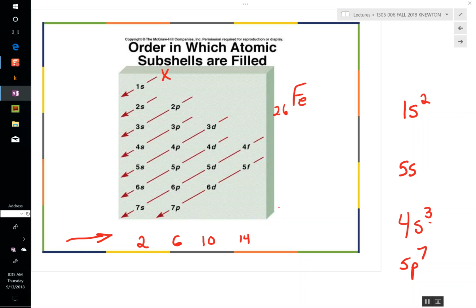Sodium, where's the outermost energy level? How many electrons are there? 1. Potassium, what's the outermost energy level? How many electrons are there? 1. Okay? Right away, you're seeing something. Well, let's come back. Let's go over here.